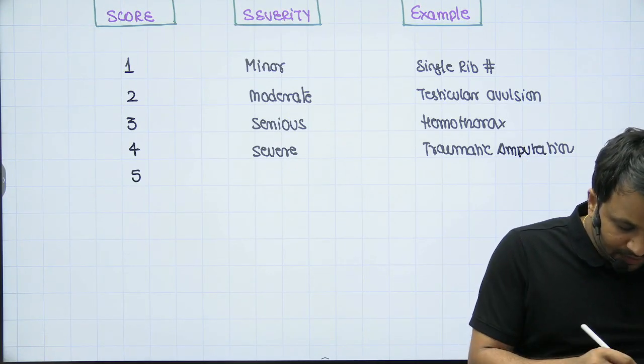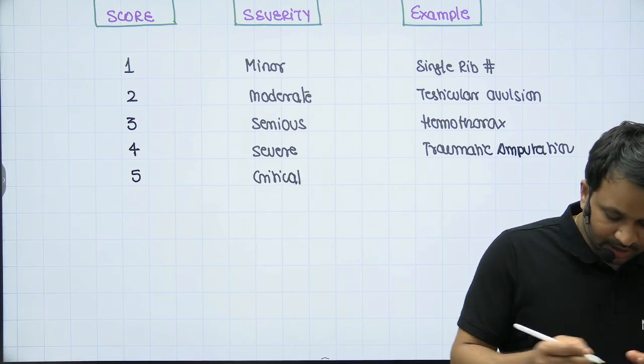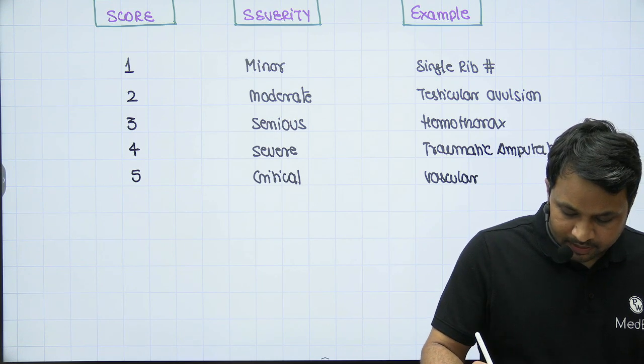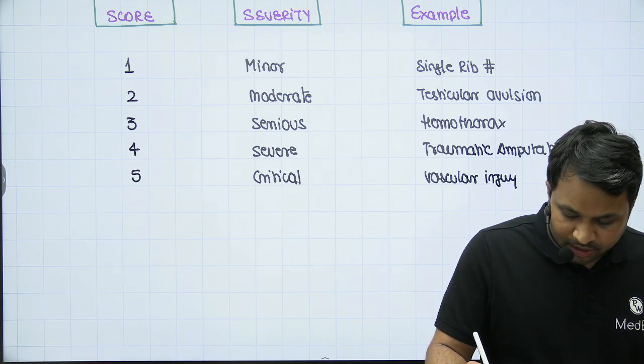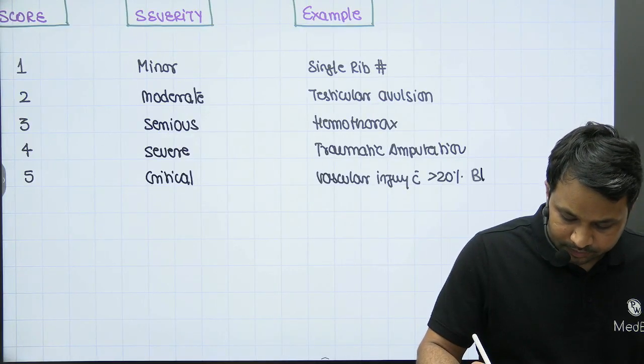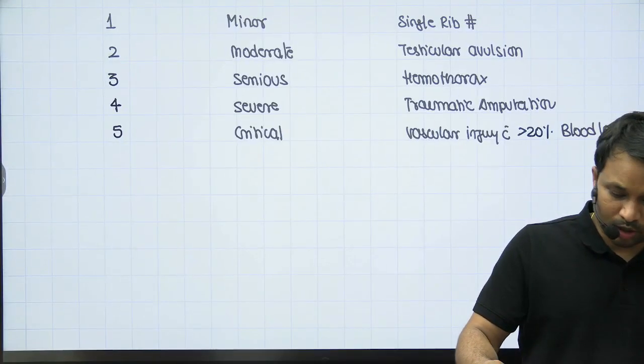Then you have 5, which is critical. Example like vascular injury, vascular injury with more than 20% of blood loss. More than 20% of blood volume loss will be called critical.